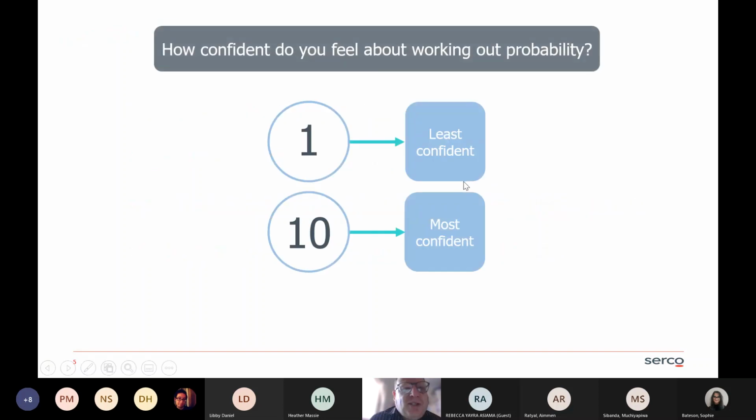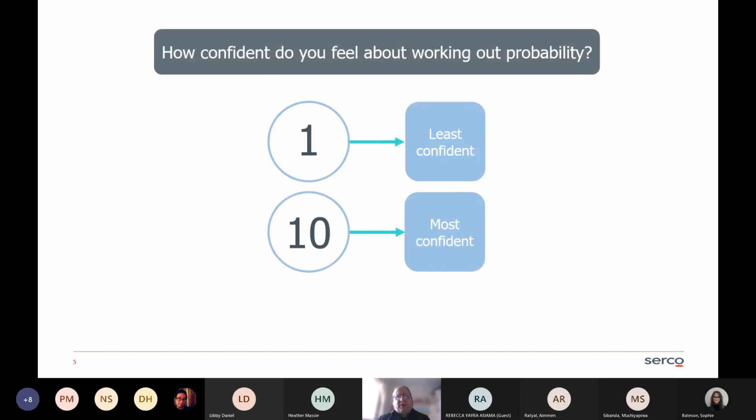So thinking about probability generally, we've asked these in all of our sessions so far. In the little chat window, can you score yourself from 1 being the lowest, 10 being the highest, how confident you feel about working out probability and what that means? If you've never heard of probability, go for 1 or 0, I suppose. If you feel quite confident, then go up towards 10. How do you feel generally with probability?